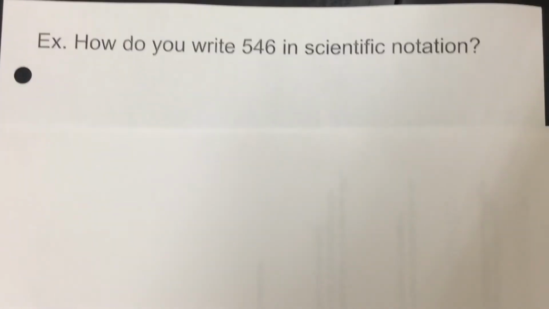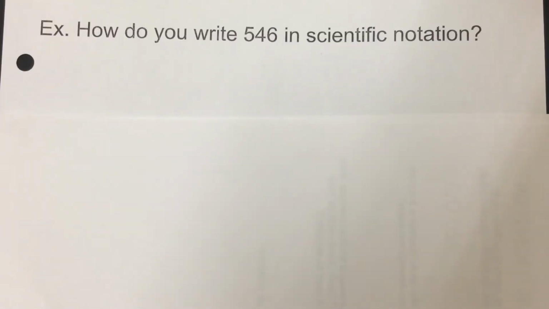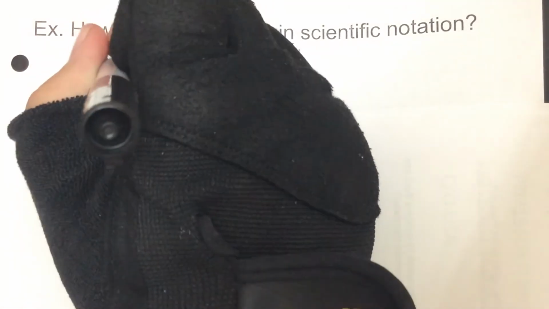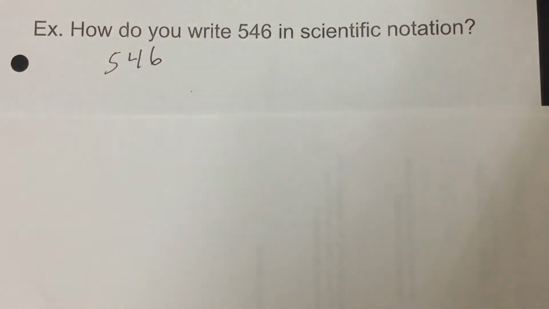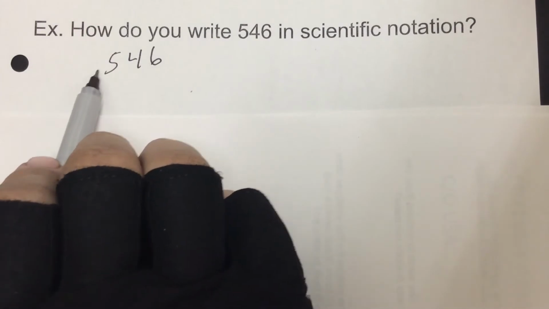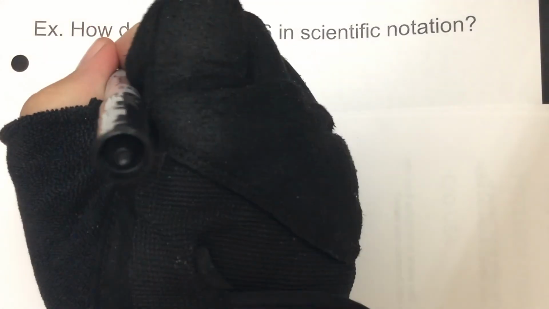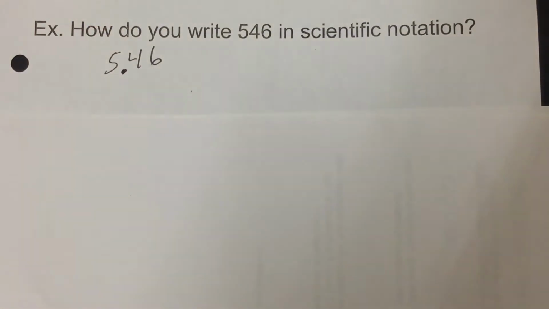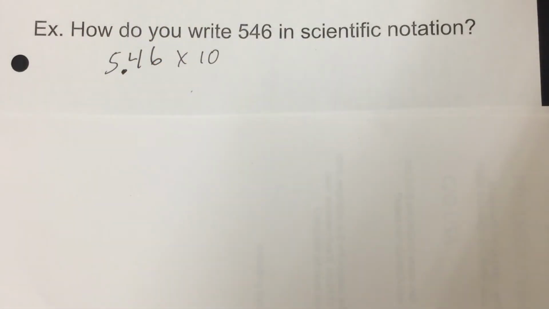So if we write 546 in scientific notation, here all of them are non-zero numbers, so we're going to write them all down. So 5, 4, 6. Then we're going to come here to the left side. We're going to go past the first non-zero digit, and we're going to put our decimal. Then write times 10, and now we need to find our power.